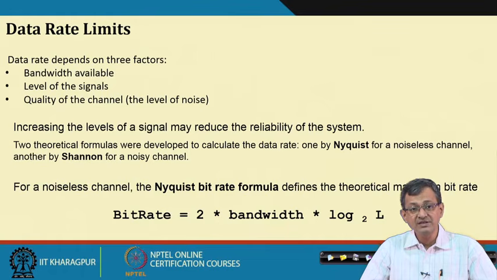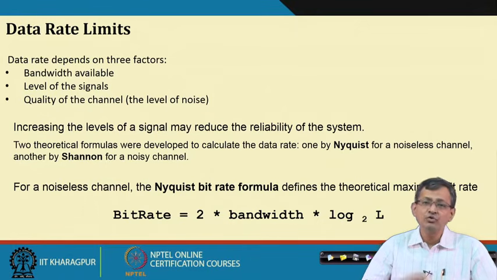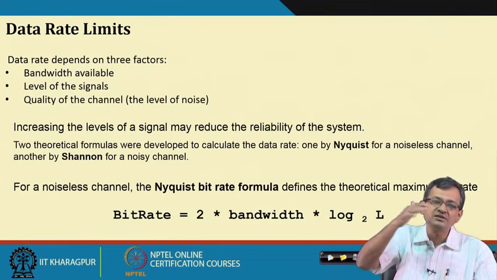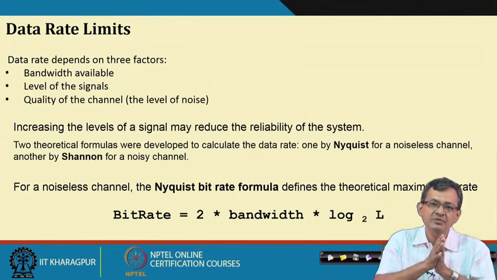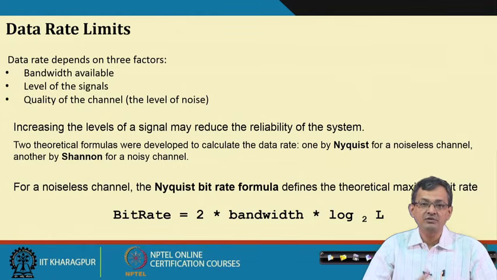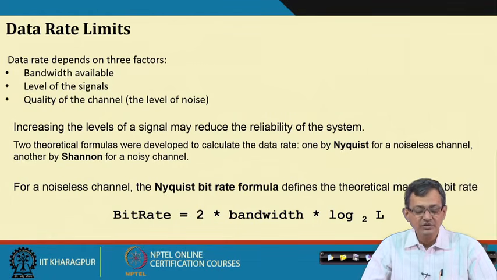Increasing the level of the signal may reduce the reliability of the system. If I go on increasing the level of the signal, it is more compact and I can get better, but it hurts the reliability. With more granular, finer levels, there is a more likely chance of disruption or distortion. So, there are two theoretical formulas which help us in estimating what my bit rate should be.